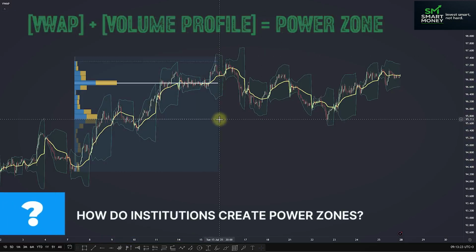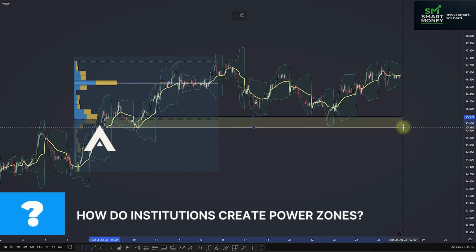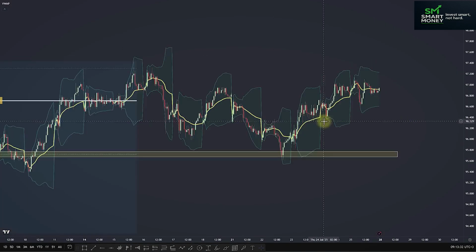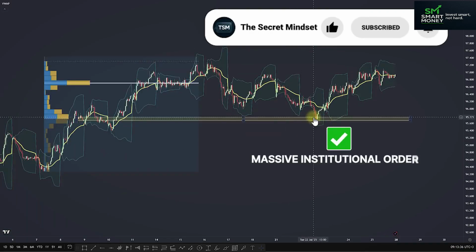Here's how it works. When VWAP intersects with a high volume node from the volume profile, you get what institutions call a confluence anchor. This isn't just any VWAP level. This is where massive institutional orders are likely sitting.